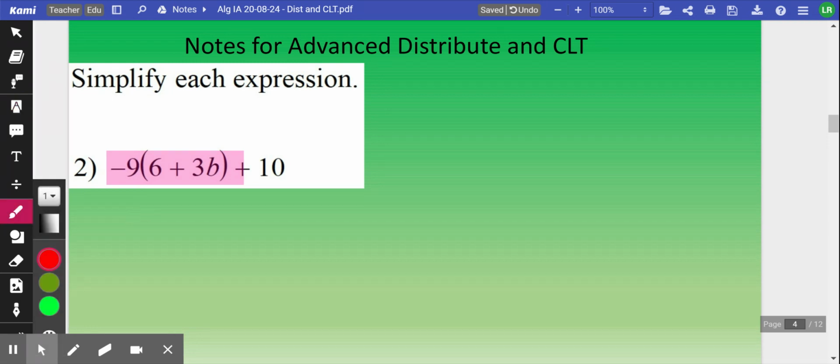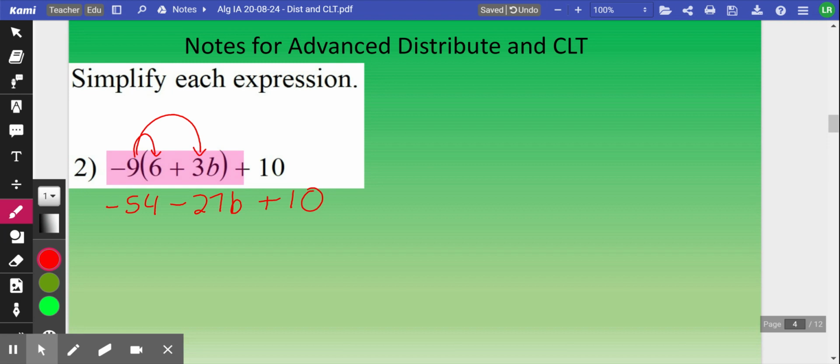So the first thing, -9 times 6 is -54. -9 times positive 3b, that's -27b. And this plus 10 is not in the parentheses, so all I do is drop it like it's hot. There she is. Now, I'm not done because I have to look for like terms.